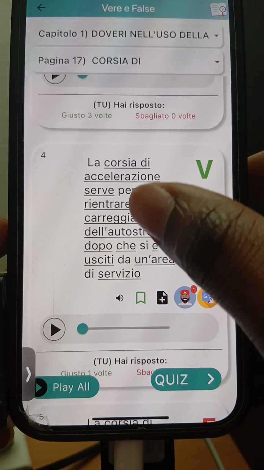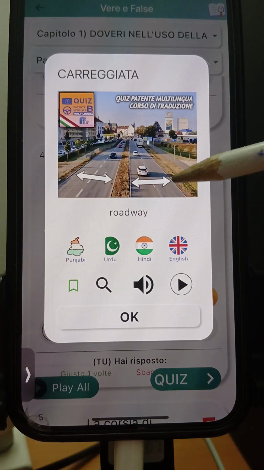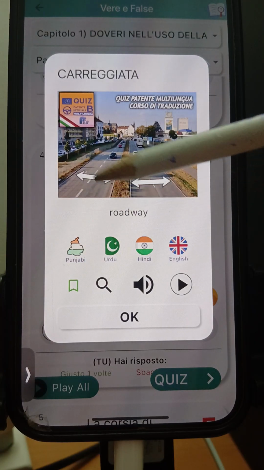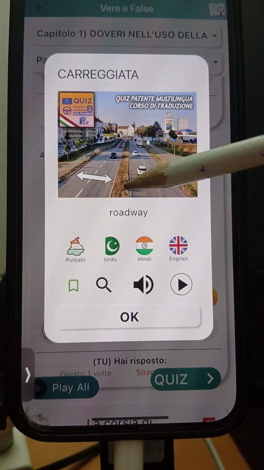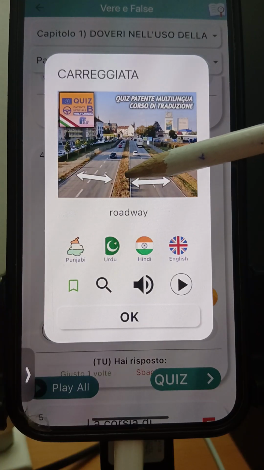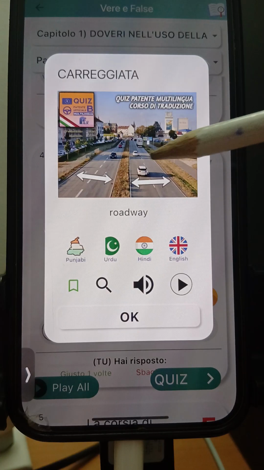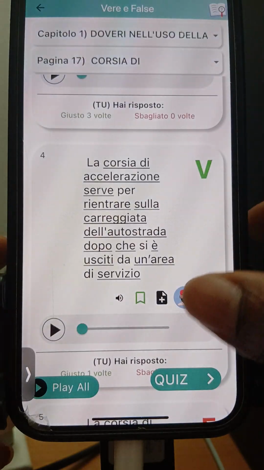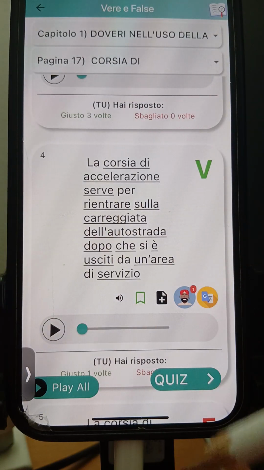Carreggiata is carriageway. This diagram has two carriageway. This thing in the middle that is green that looks like grass, it can be grass, it can be iron, it can be block. It's what we call spartitraffico, which is known as road divider or traffic divider.